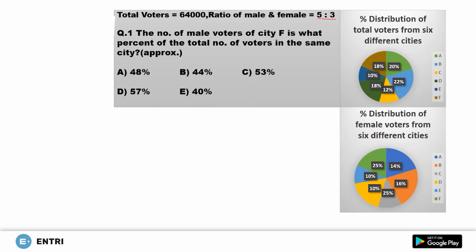Now, I have seen the male and female ratio is 5:3. So can you say your total is 8? Now don't use this 64 as total, just use total as 8, number of females as 3 and number of males as 5. Okay, so now move to the question. You have to find the percentage: number of male voters in city F is what percent of number of total voters in the same city?